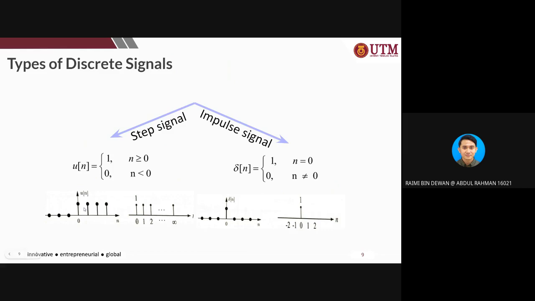You can see that for the step signal, for n greater than or equal to 0, it is 1. So you can see here it is 1 values. However, for n less than 0, it is 0, reflected here. Because this is discrete time, until infinity it is still 1, because whatever is greater than 0 is 1 in magnitude.